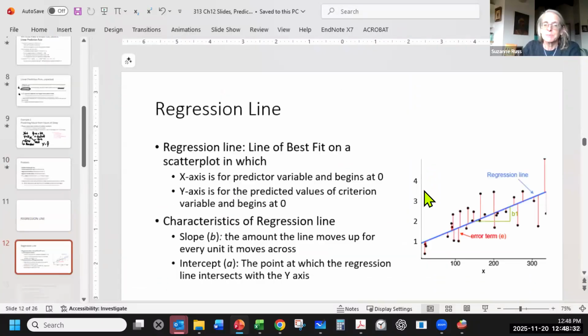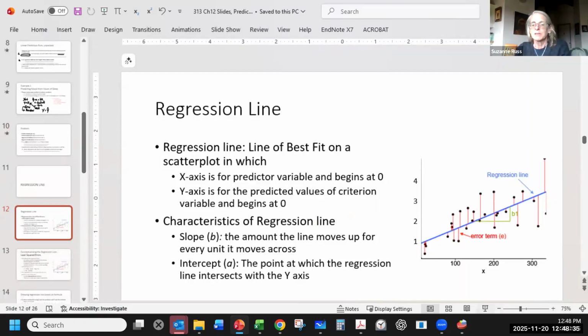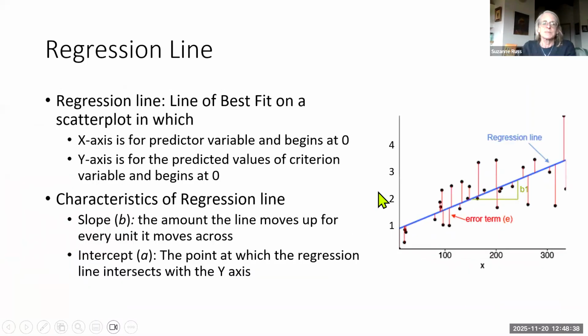Now, this regression line is what we're going to start with. When we get into our spreadsheet, it is just that line of best fit. In the past, you remember, we were just eyeballing it and figuring out where it is closest. Well, we can actually use a formula to get the line that's closest to the most data points. First of all, the x-axis is for the predictor variable. It begins at 0, or more sensibly, at the lowest point in the possible range. If 0 isn't a possibility, it doesn't begin at 0. It begins at the lowest point in that range.